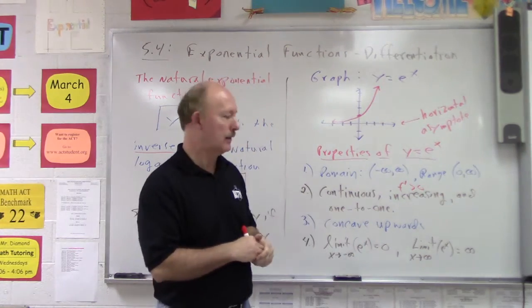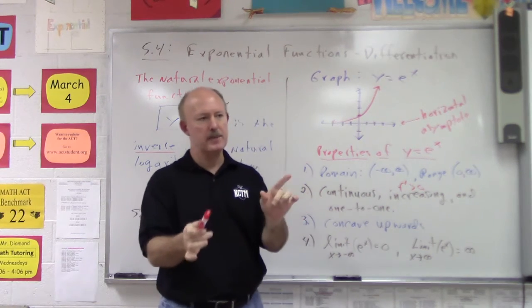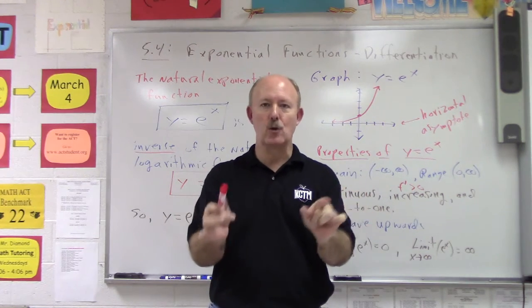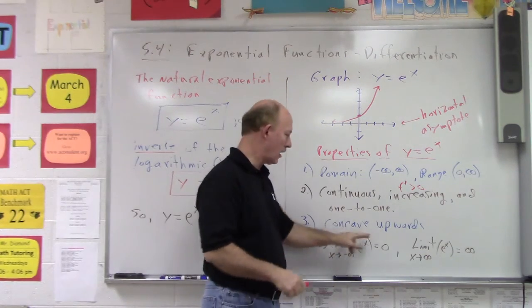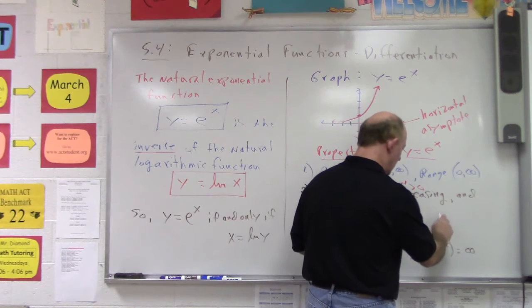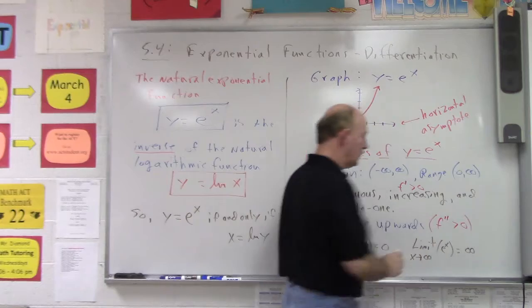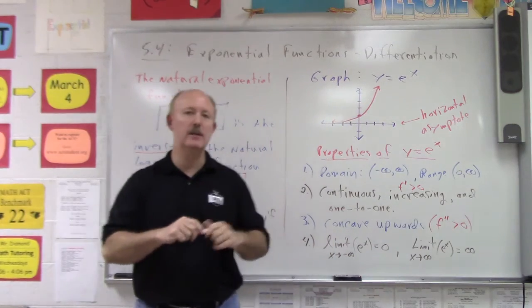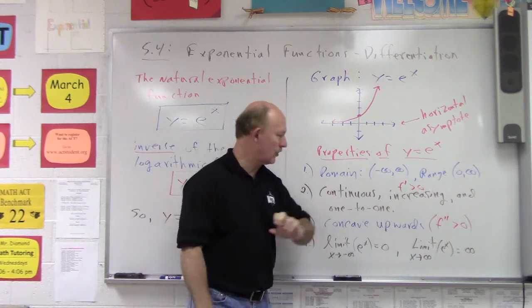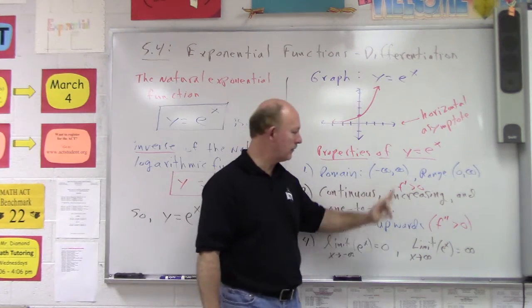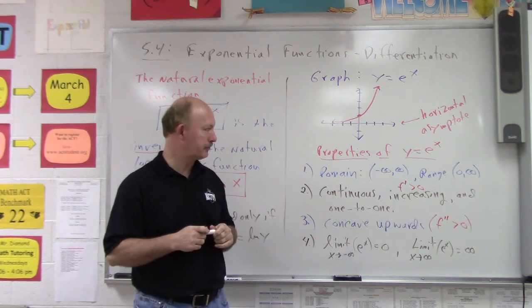So it's increasing everywhere, and it's going to be concave upwards everywhere. Now, if you remember, the second derivative describes the concavity. So since it's concave upwards everywhere, that indicates that the second derivative is going to be greater than 0 everywhere. So the first derivative is positive everywhere, and the second derivative will be positive everywhere also.